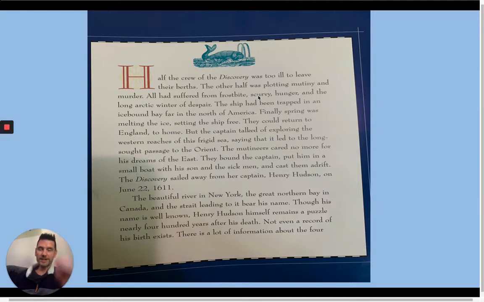Scurvy is a disease that is not common anymore. It's a lack of vitamin C, and a lot of people traveling on long voyages by boat would get this disease, but it's a lack of vitamin C.